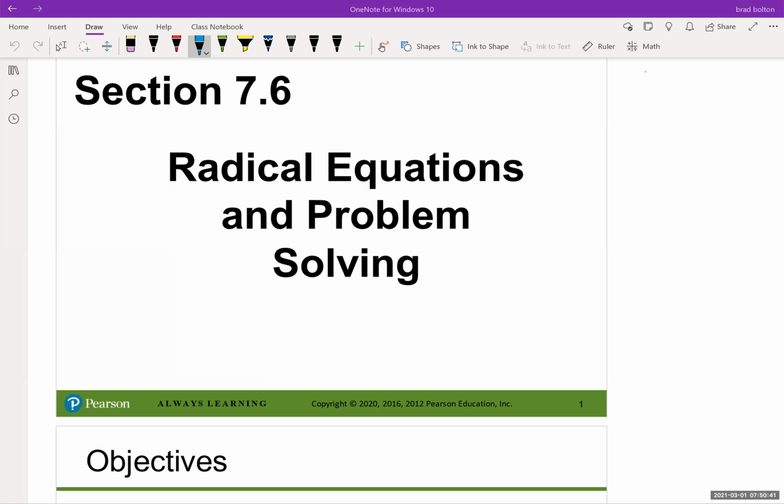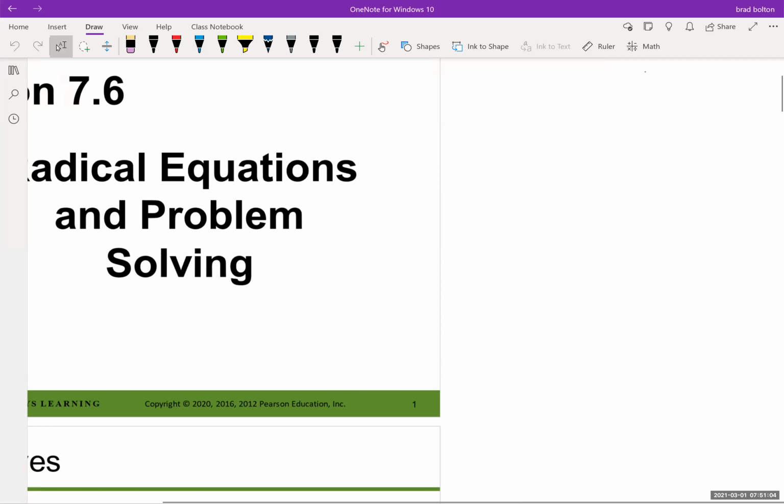Okay, guys, so in this section, we're going to talk about radical equations and problem solving. So the big part of the section will be learning how to solve a radical equation. You already know how to work with radicals a little bit from the last course you took, or from high school, or whenever you last worked with radicals in terms of square rooting. So just a little quick review.